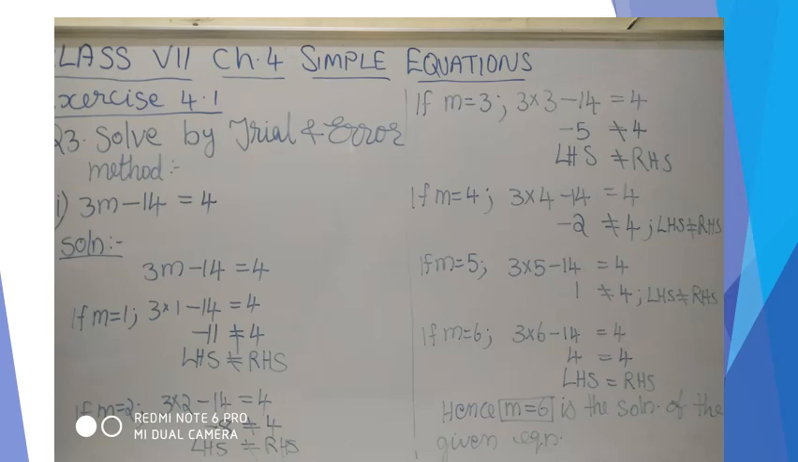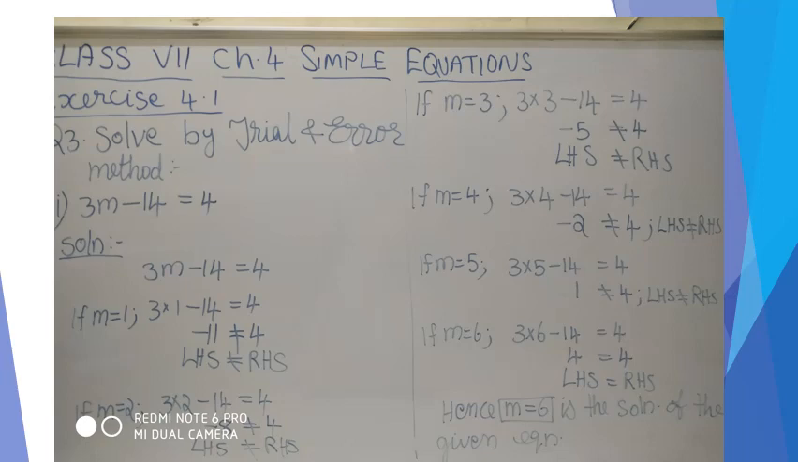Next we try with m = 3. So 3 into 3 - 14 = 4. That is -5 not equal to 4. LHS not equal to RHS. Hence m = 3 is also not a solution. Next try with m = 4. That is 3 into 4 - 14 = 4. 12 - 14 = 4, or -2 not equal to 4. LHS not equal to RHS.